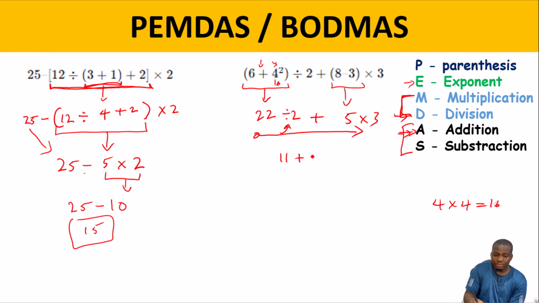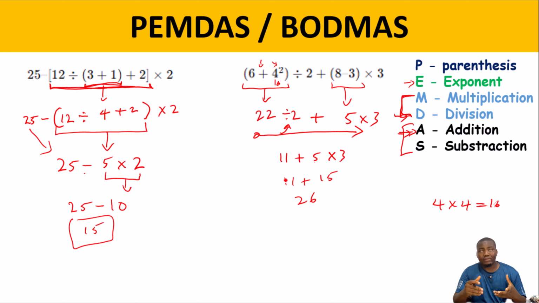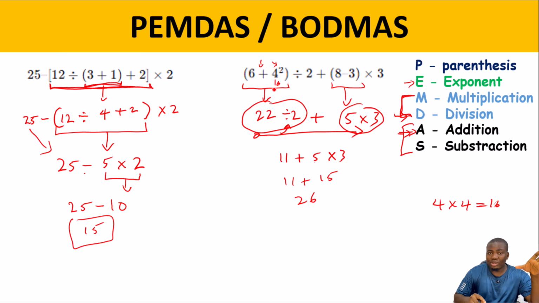So we have 11 plus 5 times 3. Then we do the multiplication. 5 times 3 is 15. So 11 plus 15 is 26. Now, a very good observation here is that whether you do multiplication first or division first, you might be lucky, because for this particular question you will get the same answer.